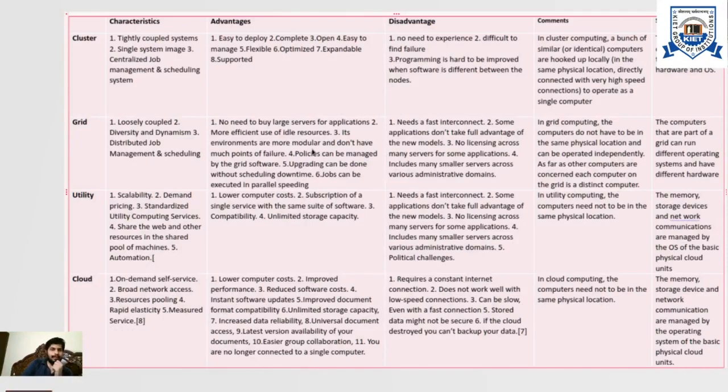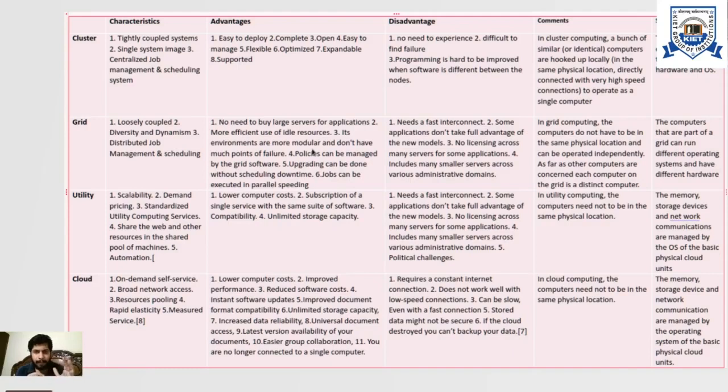So this is the comparison chart of cluster computing, grid computing, utility computing, and cloud computing. You don't need to cram all these things. We just need to focus on some key features, because if a comparison comes in the exam, you just have to write only those features which are different, and you can pause this video and read all about this.